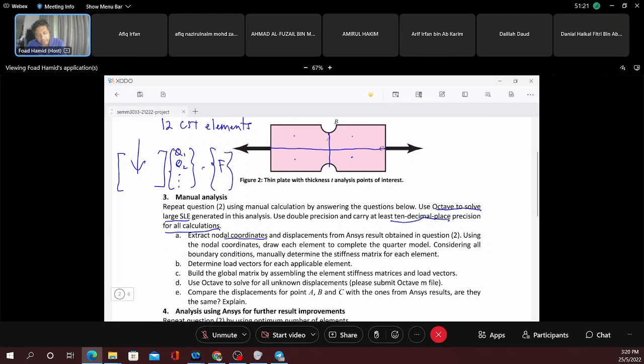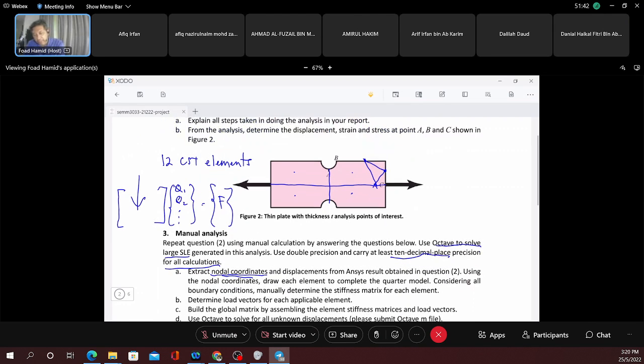Extract nodal coordinates. I don't remember if I show this in my video, but you can take a look at the coordinates for the element. For example, this one. I know what this node is from the input file of ANSYS. ANSYS will tell you what these coordinates are.